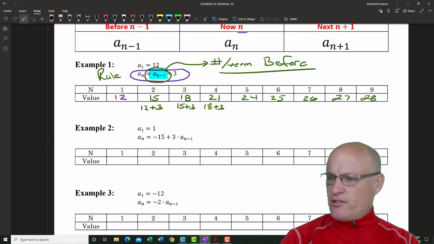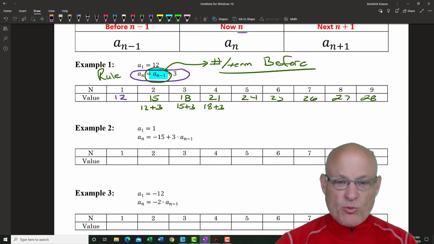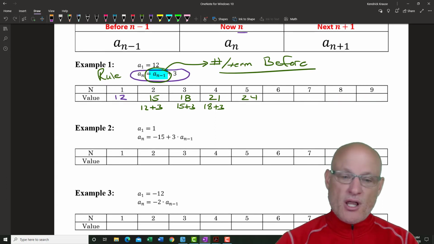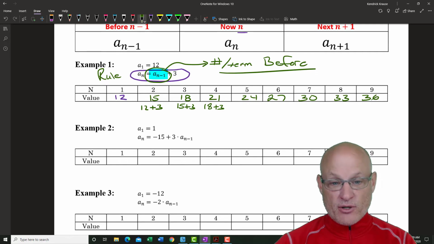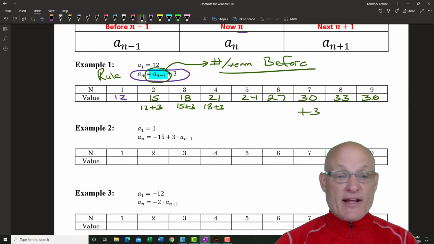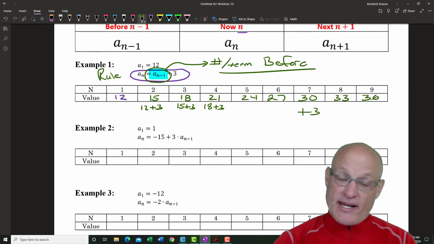Let me redo that: 15, 18, 21, 24, 27, 30, 33, and 36. I apologize for that. We're going to add 3 every time, and that's what the rule says: take the previous term and add 3.